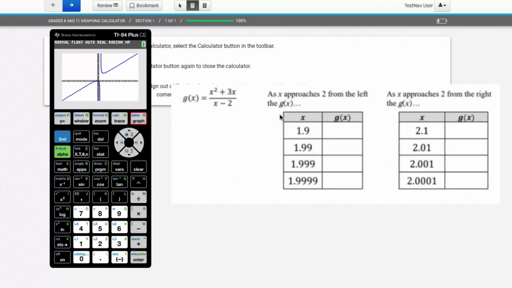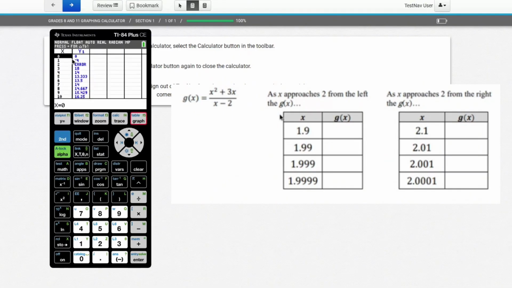I think the best way to handle this is to not use the table. If I hit second, graph, and go to table, it gives me integers only. Look at that, it explodes at 2. So what I'm going to do is hit second, calc, and type out my values one at a time.